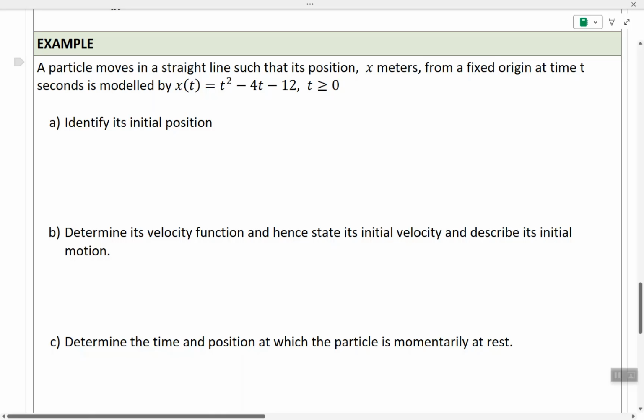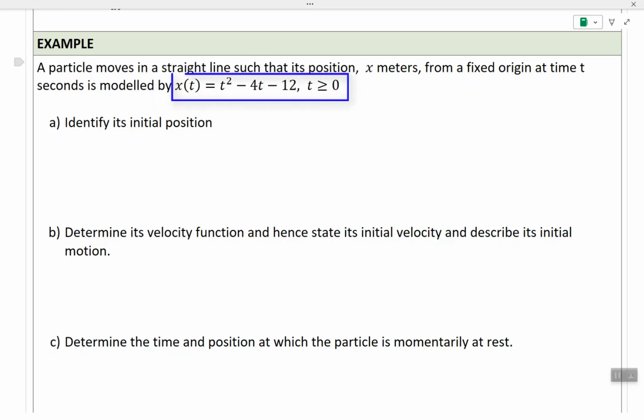Today's example, I'm just going to assume you don't really know much about this stuff, so we're just going to go through the basics. So we've got a particle moving in a straight line. This equation is in terms of t. Okay, so x in terms of t, time. It's not projectile motion, it's just going in a straight line. You'll get pretty simple questions like this.